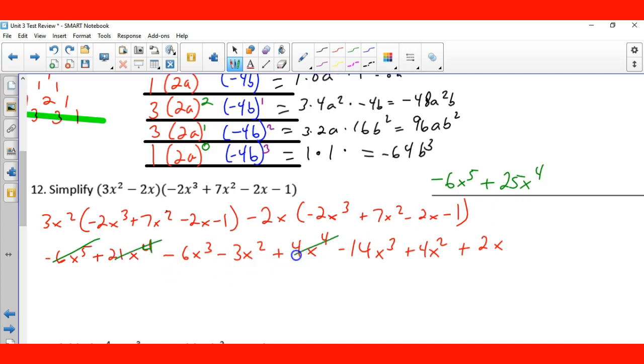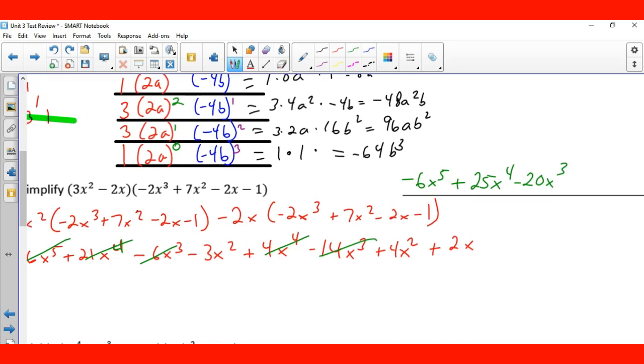Then we have negative 6x cubed minus 14x cubed. Well, they're both negative, so we add them together. So that's negative 6 minus 14. That's negative 20x cubed. Then we have negative 3x squared plus 4x squared. Well, that's going to be 1x squared. And lastly, plus 2x. Alright, so there you go.